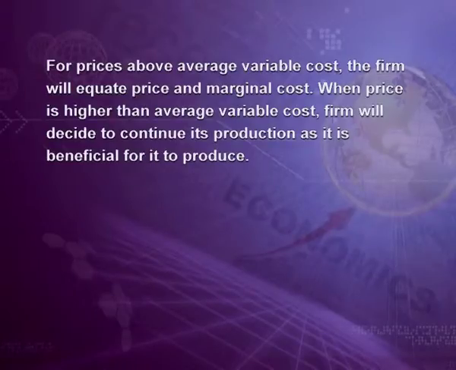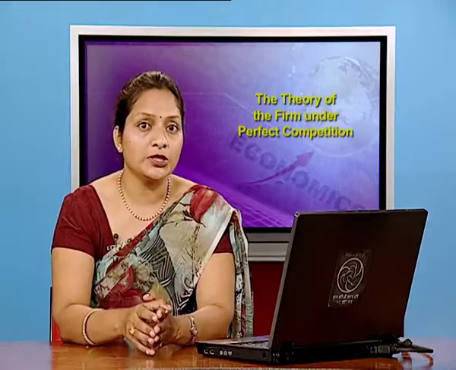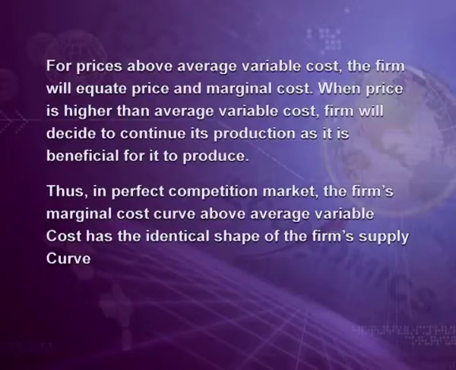For prices above average variable cost, the firm will equate price and marginal cost. When price is higher than average variable cost, the firm will decide to continue its production as it is beneficial for it to produce. Thus, in a perfectly competitive market, the firm's marginal cost curve above the average variable cost curve has the identical shape of the firm's supply curve.